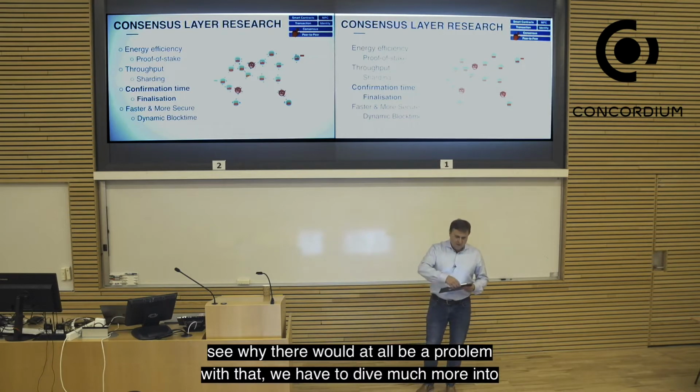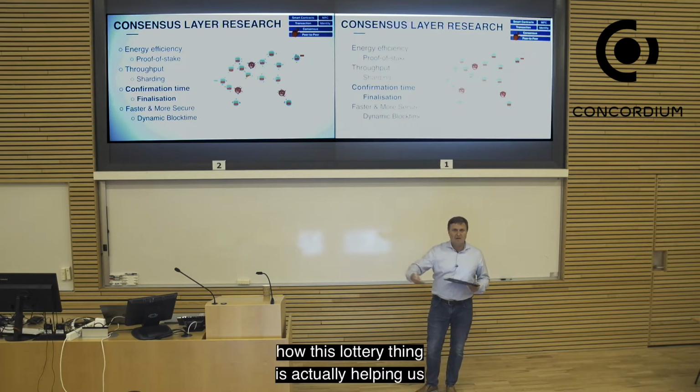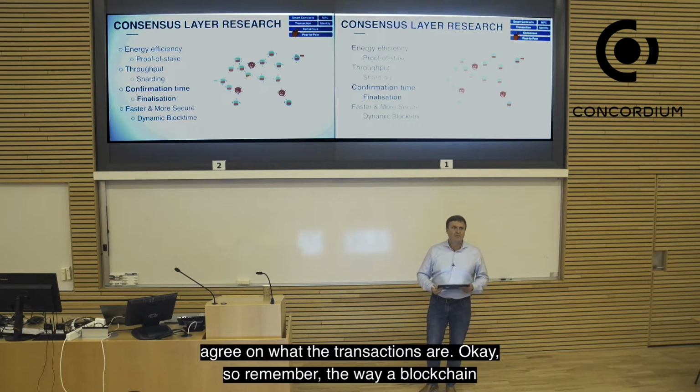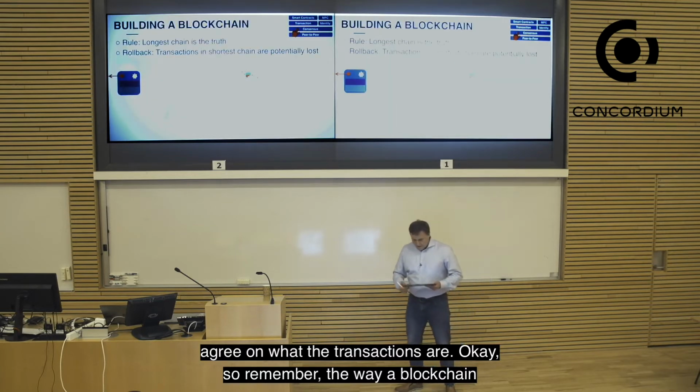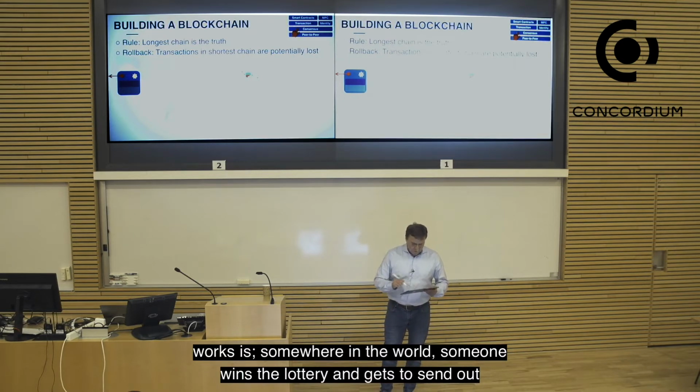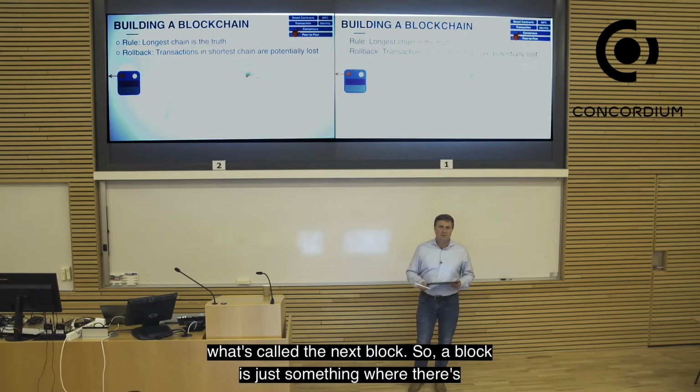And just to see why there would be a problem with that at all, we have to dive much more into how this lottery is actually helping us agree on what the transactions are. Okay, so remember, the way a blockchain works is somewhere in the world, someone wins the lottery and gets to send out what's called the next block.